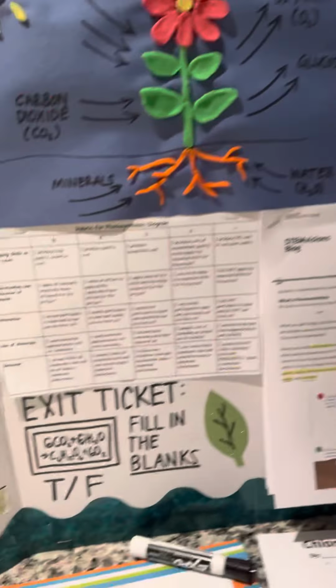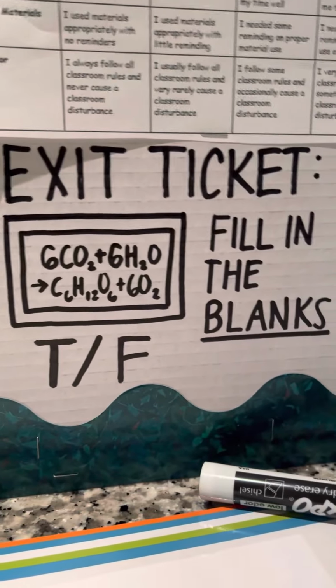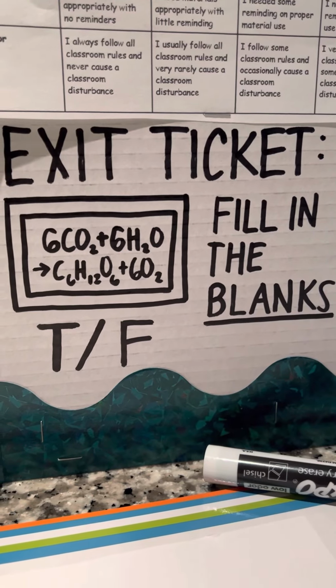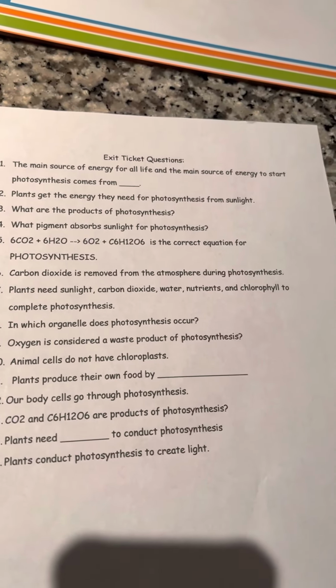And then for the exit ticket, students will be answering true or false questions along with fill in the blanks. So they'll be doing this on a whiteboard. So they'll just quickly show me their answers, and then that will allow me to check their understanding. This will show me if they understand the content and are prepared for the unit exam.